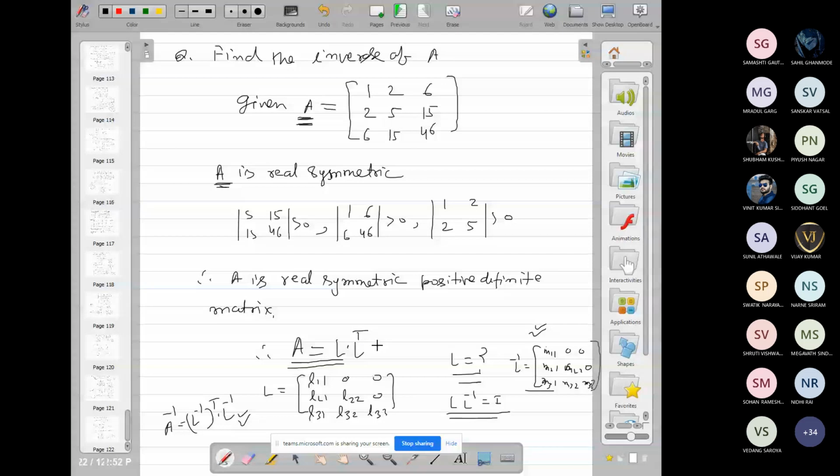So in this unit only one topic is left: the power method to find the largest eigenvalue. Actually, the power method is used to find the largest eigenvalue in magnitude. So this is left, otherwise this unit is also finished. Now time is over. Okay.